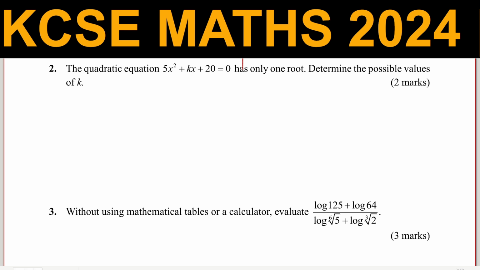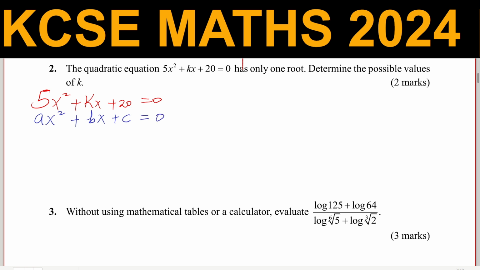Now, the first thing that you're supposed to understand before solving this question is the standard quadratic equation. You're going to take the standard quadratic equation and then compare it with whatever we have here. So let me write this equation alongside the standard quadratic equation. So we have 5x squared plus kx plus 20 is equal to 0. The standard quadratic equation is ax squared plus bx plus c is equal to 0.